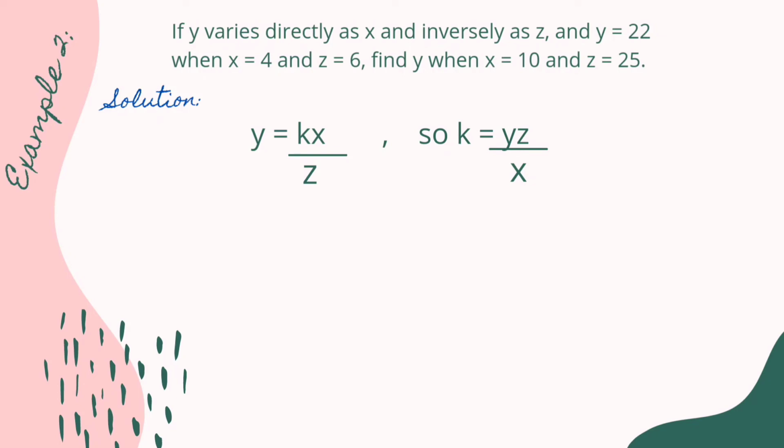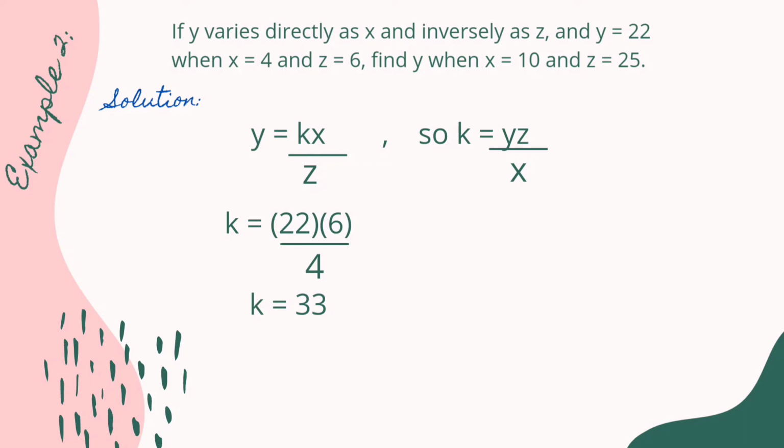So, by substitution, isa-substitute natin yung value ng y, which is 22, value ng z, which is 6, and value ng x, which is 4. So, for the constant of variation, we have k equals 22, which is the value of y, times 6, which is the value of z, divided by 4, which is the value of x. So, 22 times 6 divided by 4, that is equal to 33. So, ang ating constant of variation dito sa example 2 is 33.